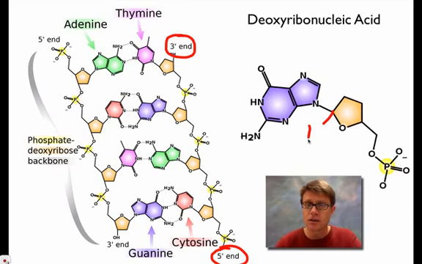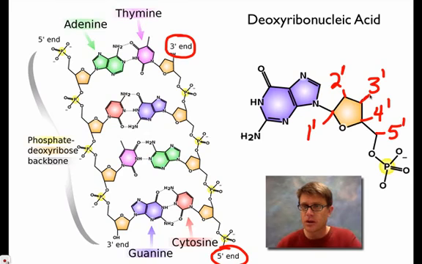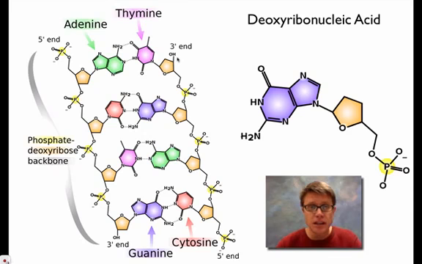So this carbon right here is called the 1' carbon. This one is called the 2' carbon. This one right here would be the 3' carbon. This would be the 4' carbon. And then this would be the 5' carbon right here. The 3' carbon is going to be coming off this side, 5' coming off the other side. So when you're looking at DNA, this right here would be the 3' carbon, and this down here would be the 5' carbon.